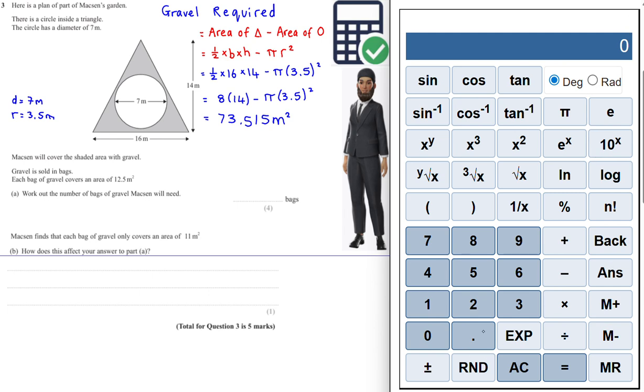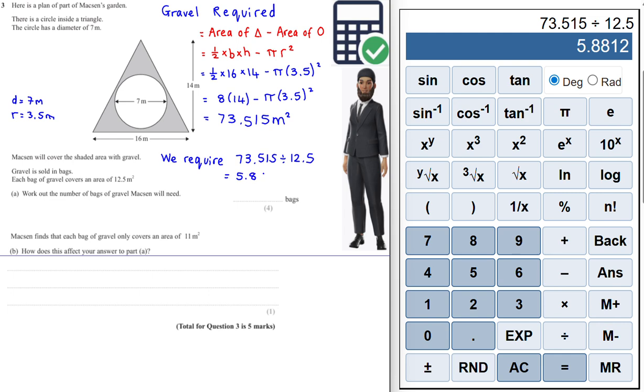Okay, I don't think that works. So it's not a problem. We can type it in: 73.515, and we need to divide it by 12.5, because that's what each bag contains. And let's show the maths over here. So we require 73.515 divided by 12.5, which is equal to 5.88.